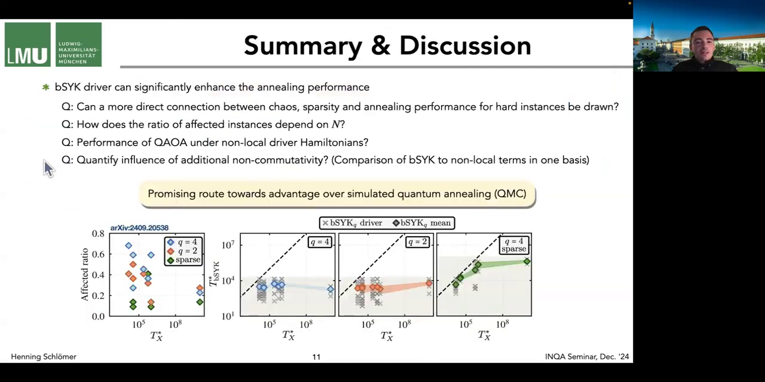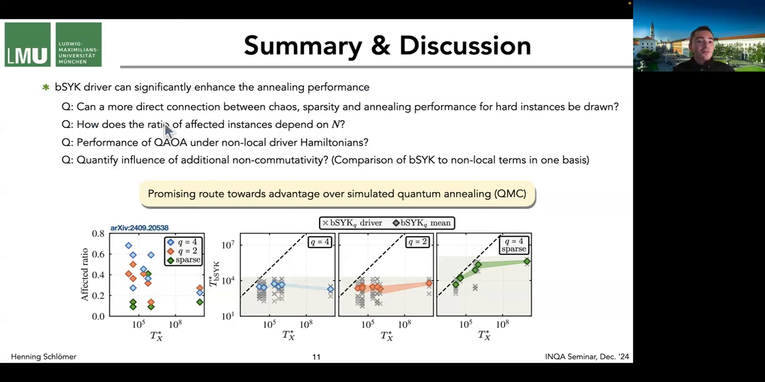Okay, so let me quickly summarize and pose some open questions. We found that adding these non-local terms to the annealing schedule can really help enhance the performance, in particular for hard optimization problems. And now some open questions involve, in particular, if we can make the connection clearer between quantum chaos, the sparsity of the model, and the annealing performance on a more formal level, beyond this very heuristic approach that we did here.